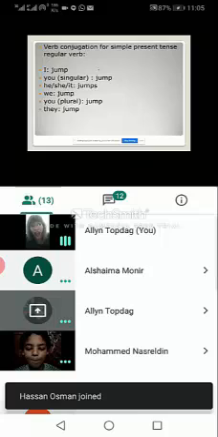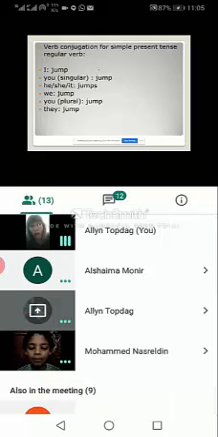Yeah, some kids are having this problem. So please do not forget to use verb conjugations properly. Okay? It's so easy.